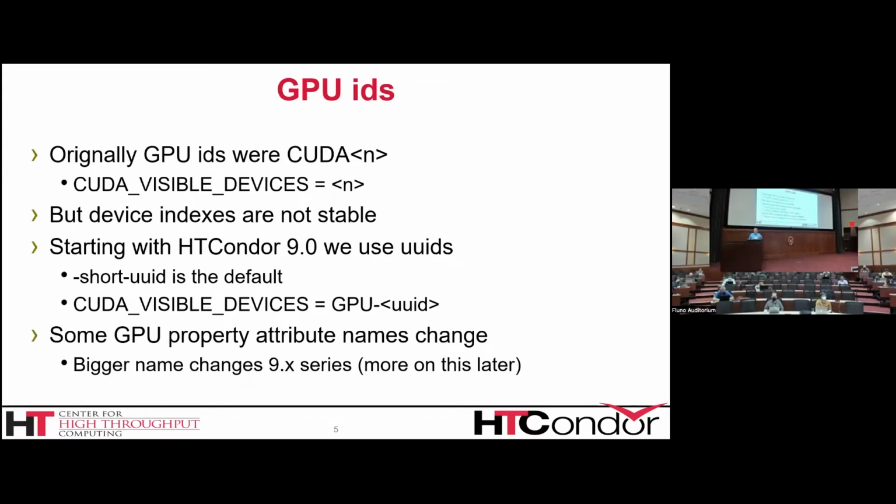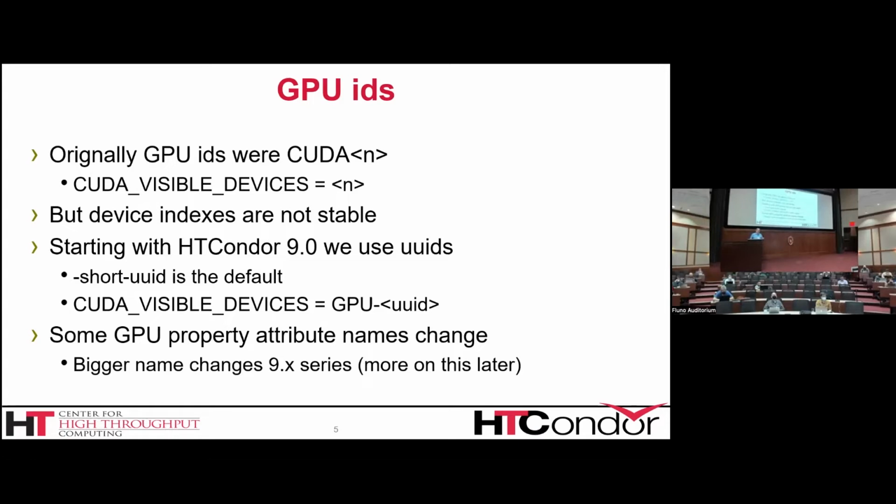And this is a problem for the startd, because the startd only does discovery on startup. The bag of resources available to hand out to jobs is something you must tell the startd when it starts up, and then it's not allowed to change as the startd is running. So starting with HTCondor 9.0, we switched to using a new scheme that NVIDIA now supports, where they give each GPU a UUID, a unique identifier. It's a 128-bit random number.